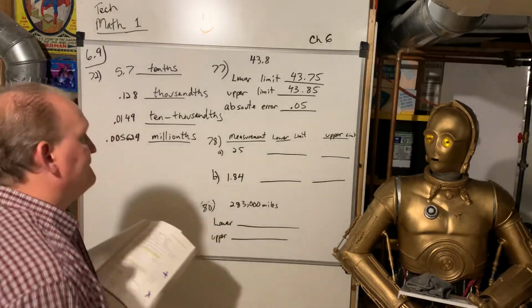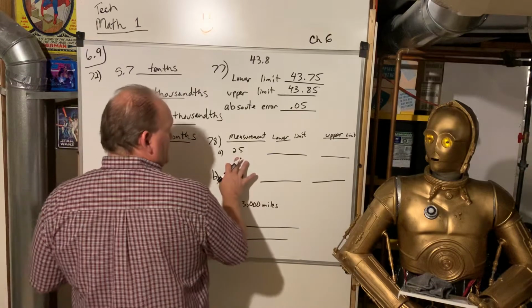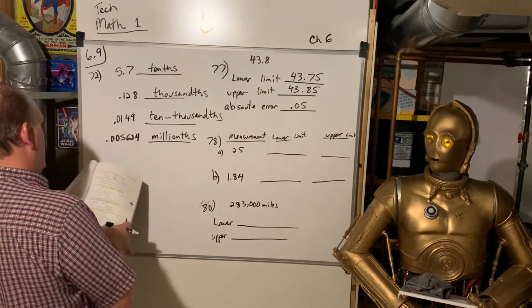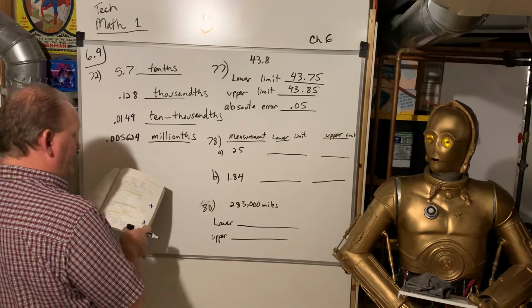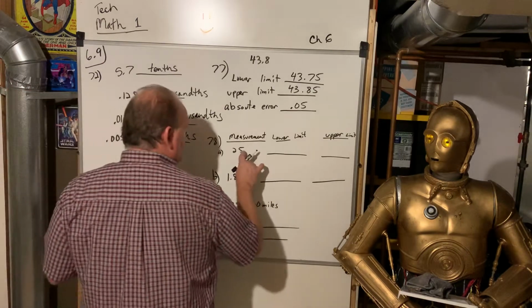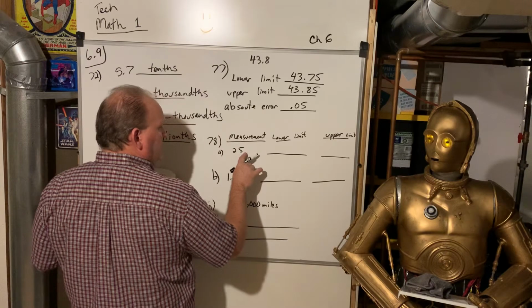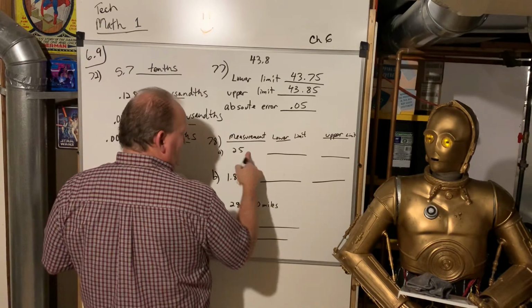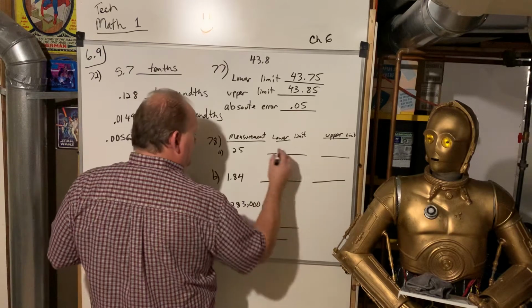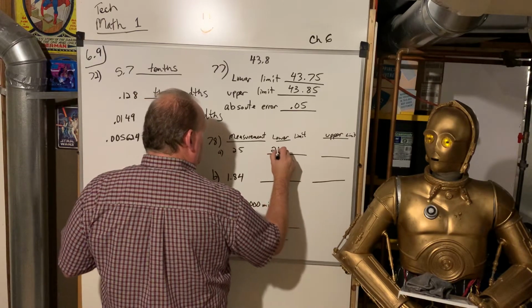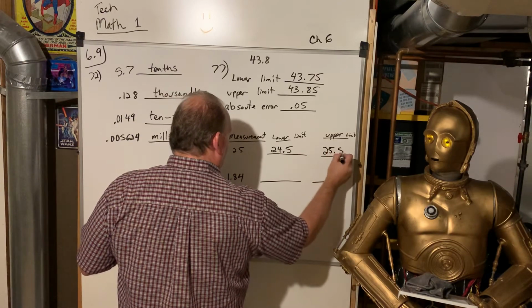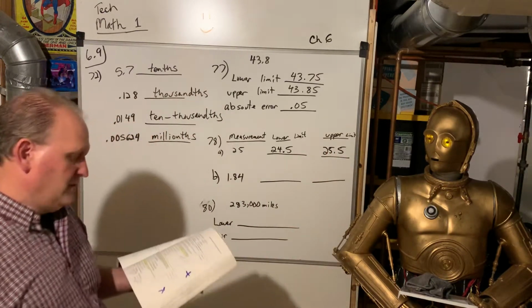All right? If this was my measurement, it was a whole number. When we look at like 25 and I wanted a lower limit, what I would do is I would subtract 0.5. So if it was a whole dollar, I would subtract off 50 cents basically and add 50 cents. So it would be 24.5 and 25.5 for the lower and upper limits.